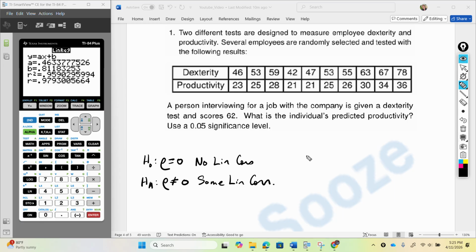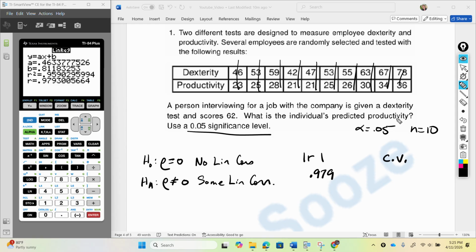Now I'm going to look at my absolute value for R, and then I'm going to compare it to the critical value. So for R, I'm going to take that to 3 decimal places. R is 0.979, so the absolute value of R is 0.979. Now what is the critical value? Well, I need to know N and I need to know alpha. This tells me alpha is 0.05, and then N is the number of pairs. 1, 2, 3, 4, 5, 6, 7, 8, 9, 10.